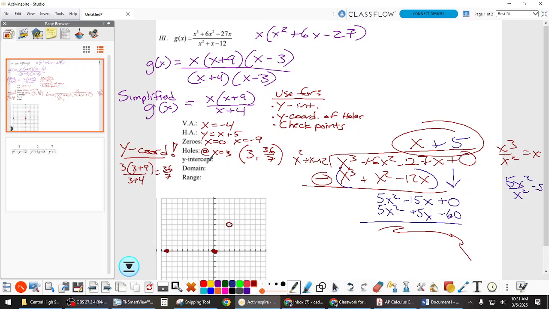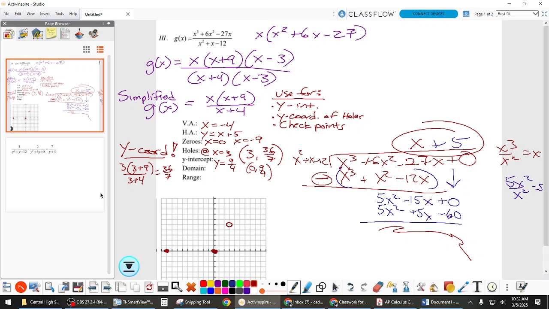Okay, y-intercepts. I would use the simplified version. So these 3 x's just go away and we get 9/4. So the y-intercept, y equals 9/4. It's technically a point, right? 0, 9/4, which is 2 1/4.